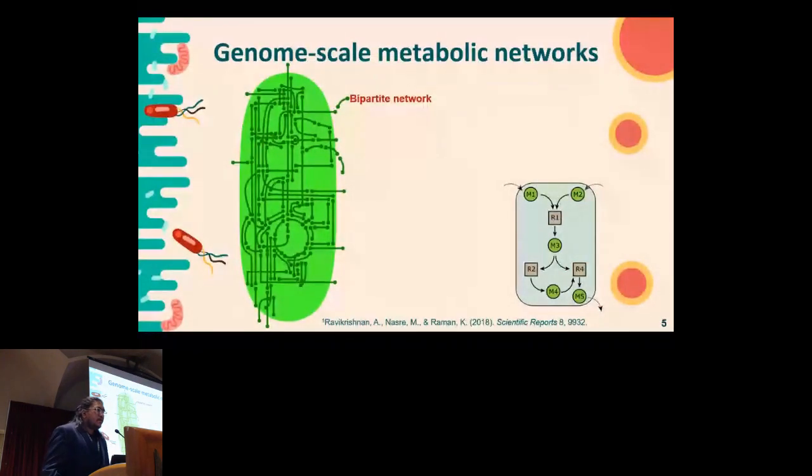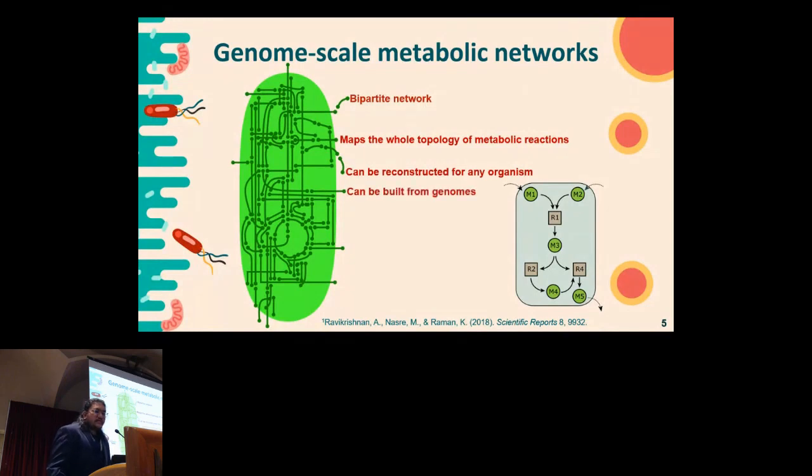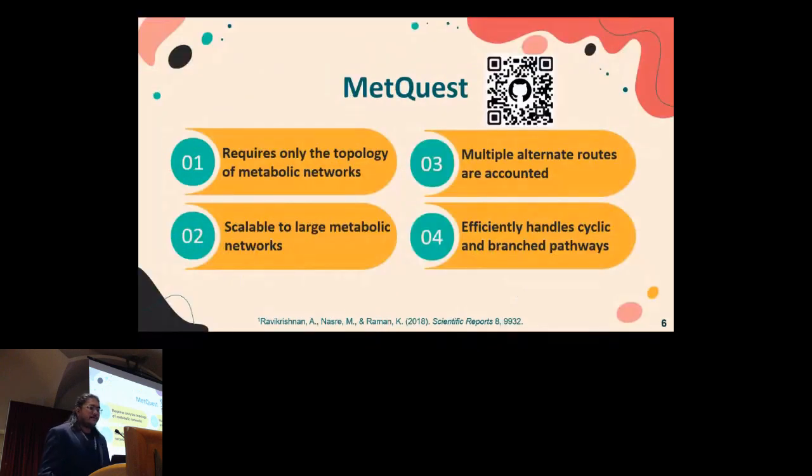So the plan here is to work with something called metabolic networks, more specifically genome scale metabolic networks. These are nothing but bipartite networks used to represent the metabolism of any organism. This maps the whole topology of the metabolic reactions happening in any organism. They can be constructed for any organism, given we have the genome. So in this protocol, we are going to use a special Python package called MedQuest for working with these metabolic networks.